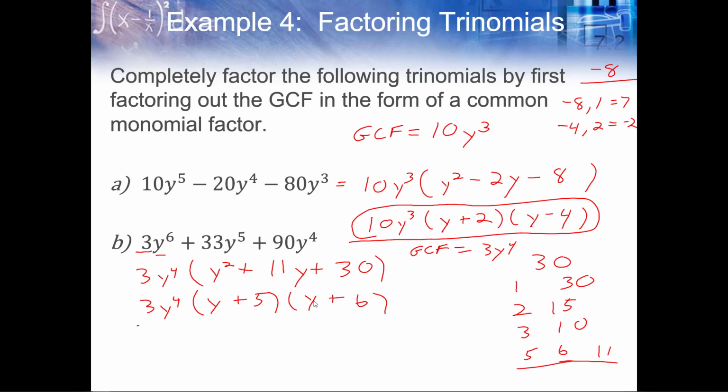Well, yeah, because you can do FOIL here, which gives you y squared, 6y plus 5y is 11, and 5 times 6 is 30. You can multiply this back in. Here you will have 3y to the 6th, 33y to the 5th, and then 90y to the 4th.